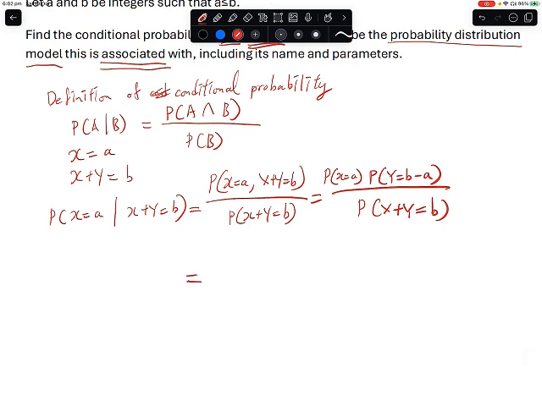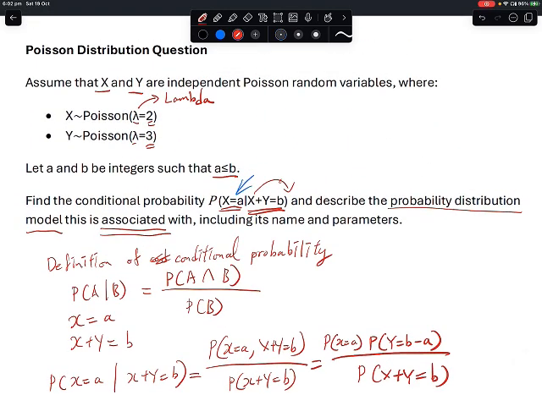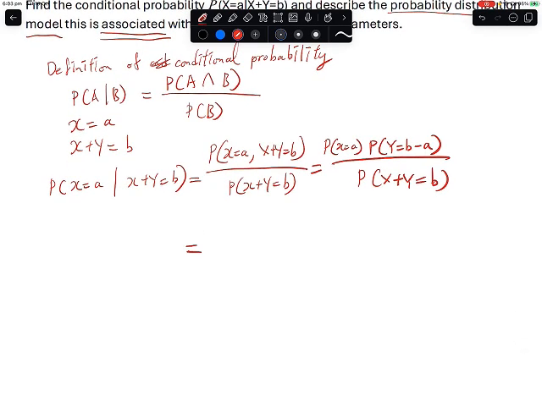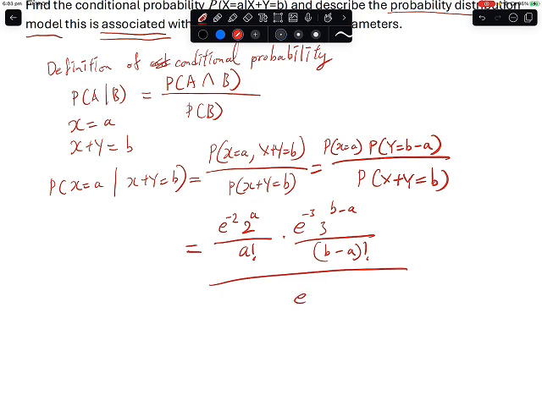We have to write down the equation of the Poisson distribution, which is e to the minus lambda times lambda to the x over x factorial. So here we have e to the minus 2, 2 to the a over a factorial, and for b minus a, 3 to the b minus a over b minus a factorial, over e to the minus 5 times 5 to the b over b factorial.